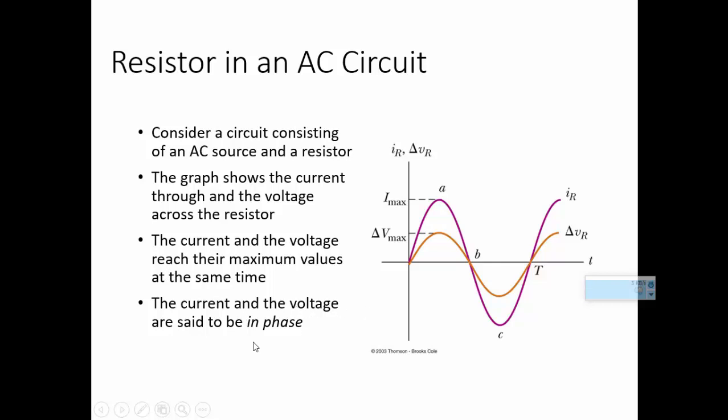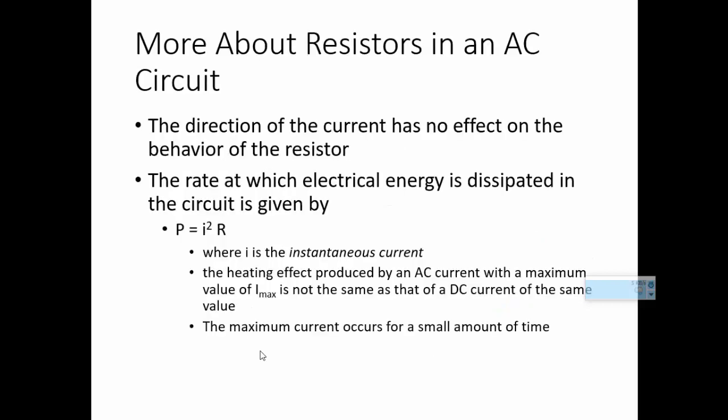Now the current and the voltage are in phase, and in phase means there's no phase shift between the two waveforms. Now more about resistors. The direction of current has no effect on the behavior of the resistor. The rate at which electric energy is dissipated in the circuit is given as that. So this has to do with power, guys.